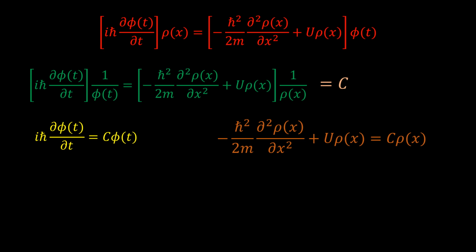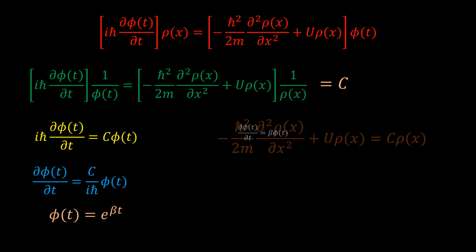In order to know the form of the wave function psi, we first need to know the forms of phi and rho. Let's start with the time-dependent Schrodinger equation. Dividing both sides of the equation by h bar yields this. We see a function phi of t whose derivative is a constant times the same function. This function must therefore be an exponential function. Let's take phi of t to be equal to e to the beta t to be a solution to this time-dependent Schrodinger equation. Then d phi dt is equal to beta times phi.